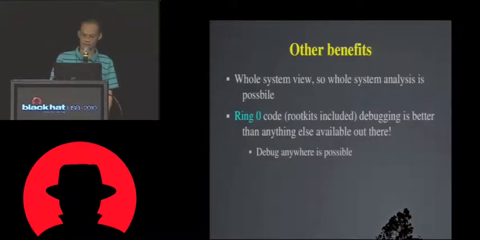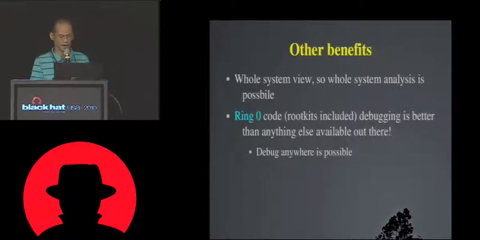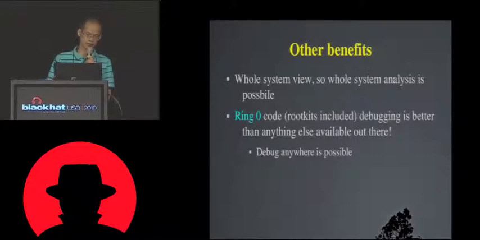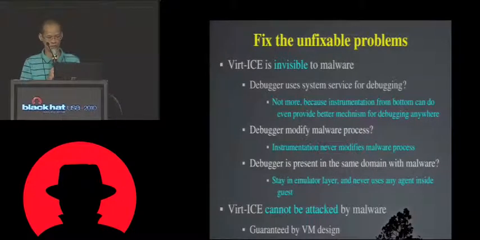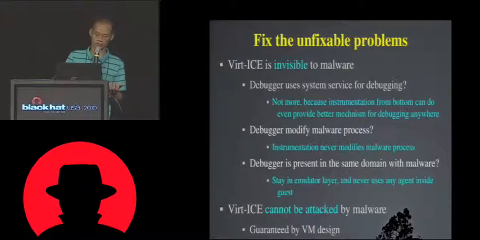So there are some other benefits for Virt-ICE. Because we run the debugger inside the hypervisor layer, we have the whole system view, so whole system analysis is possible. And especially for ring zero code, for example rootkits, debugging is better than anything else available out there because you can debug anywhere, anytime. A normal debugger can also be used to debug the kernel, but there are some restrictions. For example, there are some places you cannot debug, and there are some restrictions that you cannot overcome. So this approach helps us to fix all the unfixable problems we introduced before.